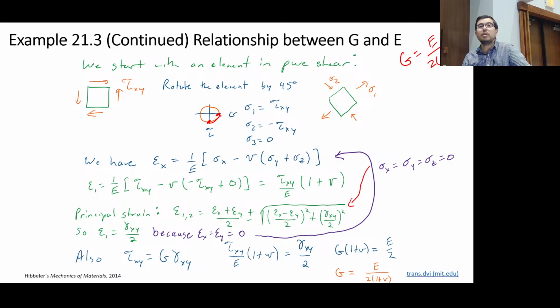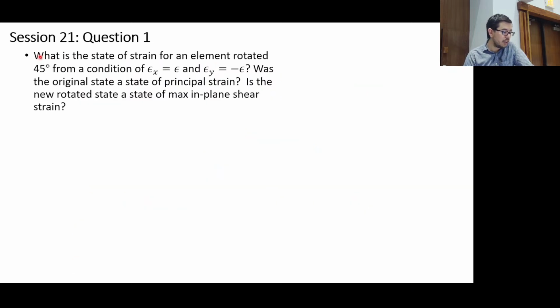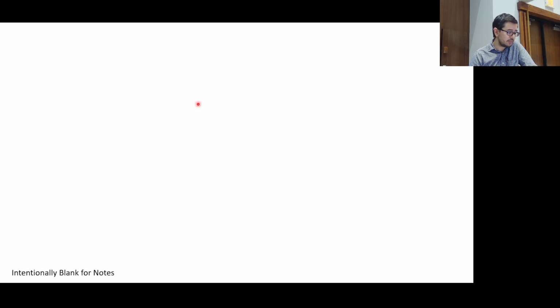So a little bit of algebra, a little bit of plugging around, messing with things, and now we're able to derive this important equation. For homework, you're going to get to talk about the state of strain for an element, and we're going to do a 45-degree rotation, and you're going to have some epsilons, and then you're going to figure out what the maximum in-plane shear stress might be, or shear strain might be, and what the principal strain would have been.